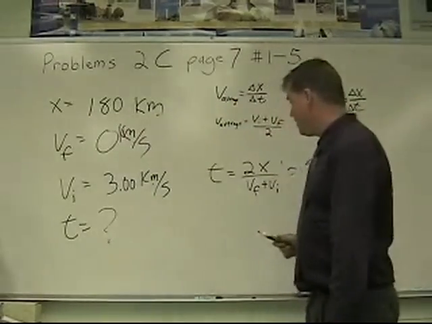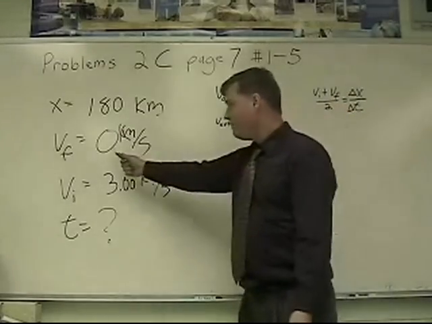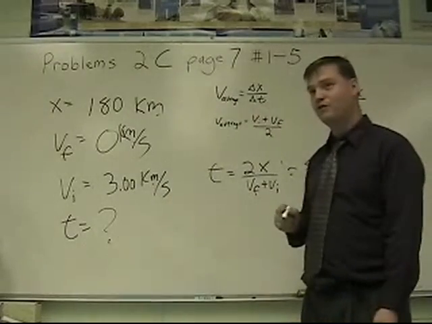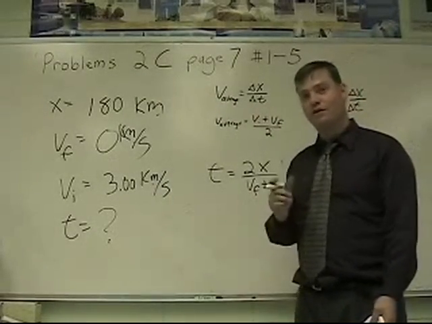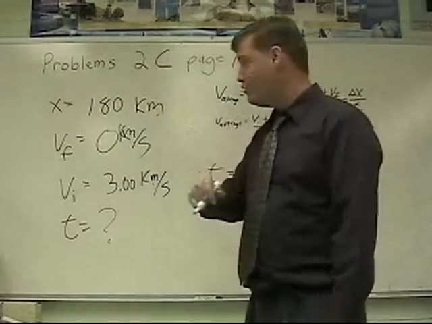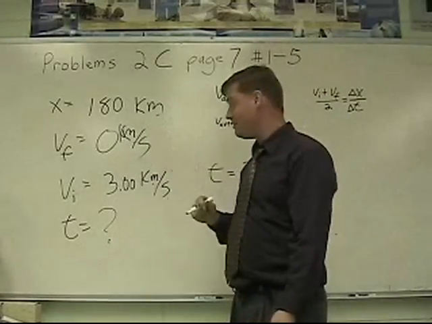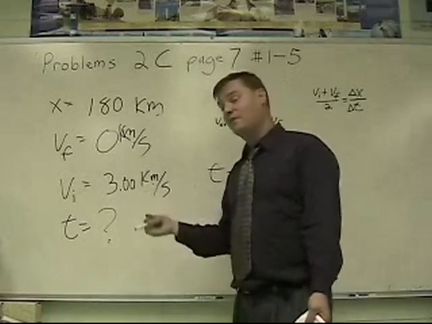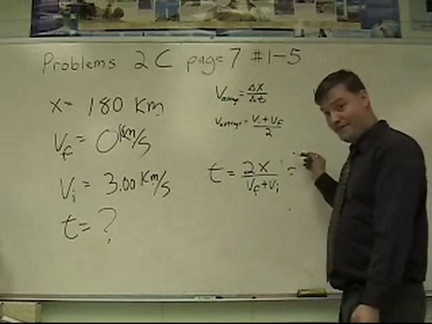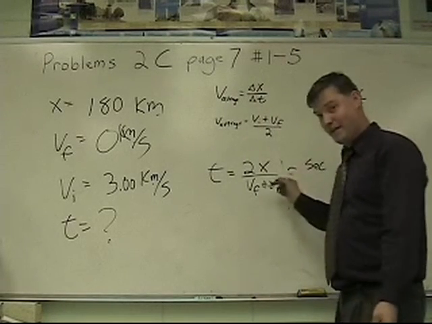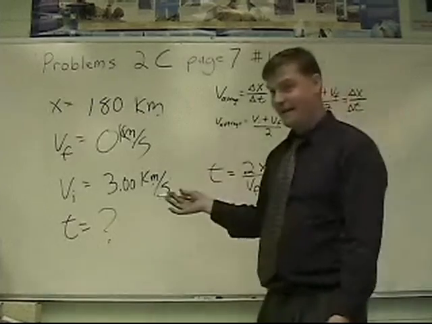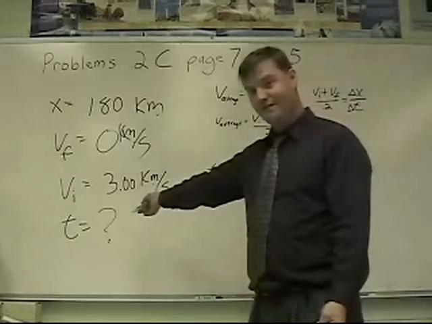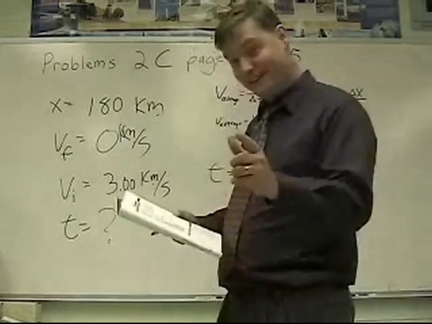X, 180 kilometers. VF, 0 kilometers per second. VI, 3 kilometers per second. Go right ahead. If you don't believe me, you can convert this to meters by multiplying by 1,000. You can convert this to meters per second, multiplying by 1,000, and see how the 1,000 you multiplied by here divided by the 1,000 you multiplied by there cancels each other out, and you get your answer just like you would before. Take a second and try it if you don't believe it.